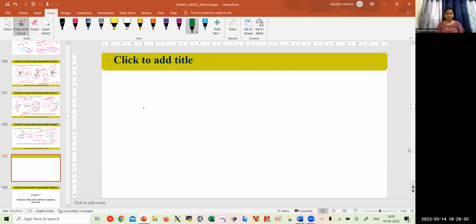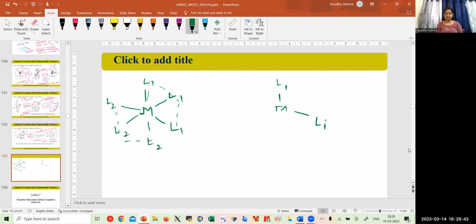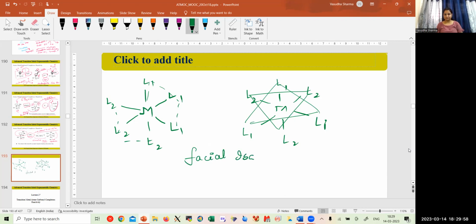So to give you a brief introduction, if we have a metal and here are one ligand, this is one type of ligand, this is another type of ligand. You can either draw it in this fashion, which will make one triangle like this, other triangle like this, or you can make it this way, L1, L1, L1, L2, L2, L2. So this is one type, and this is another type. So these are facial isomers when we have an octahedral.